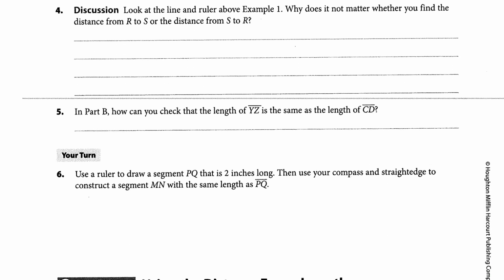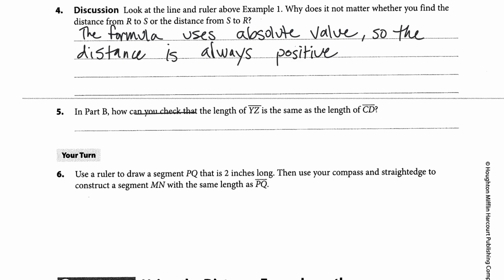Look at the line and ruler above example 1. Why does it not matter whether you find the distance from R to S or the distance from S to R? The formula uses absolute value, so the distance is always positive and the order doesn't matter. In part B, how can you check that the length of segment YZ is the same as the length of segment CD? We can use a ruler to measure both YZ and CD to see if the lengths are the same.